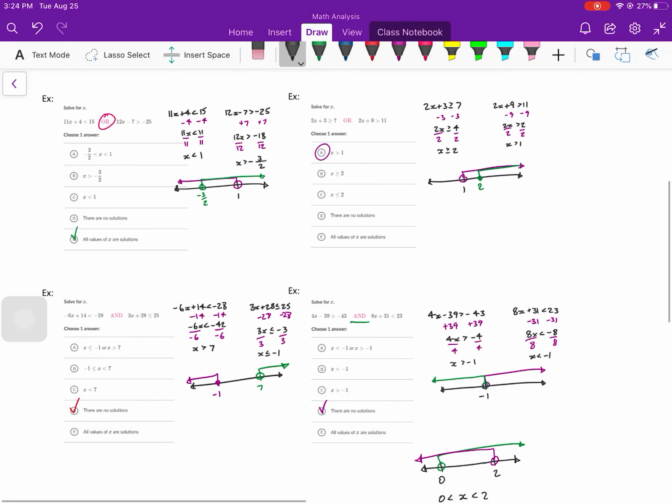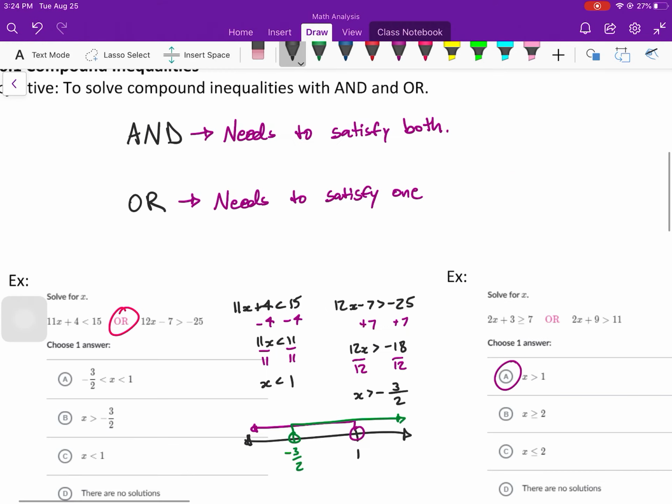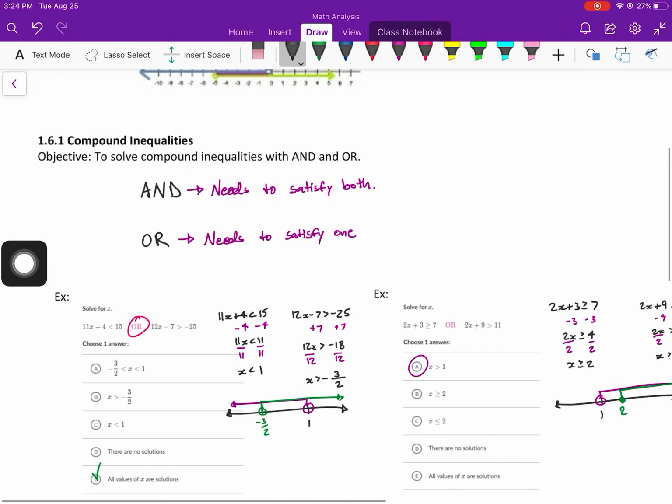Anyways, I hope this helps. I know this can be a little bit confusing, but you just gotta kind of graph it and think about it. Remember, the main thing is for and, it needs to satisfy both. And for or, it just needs to satisfy one.